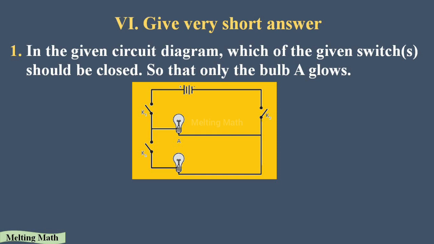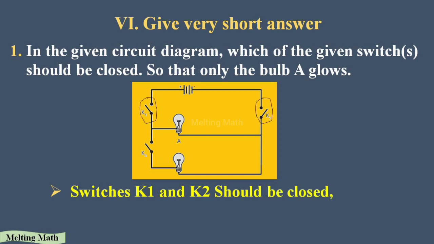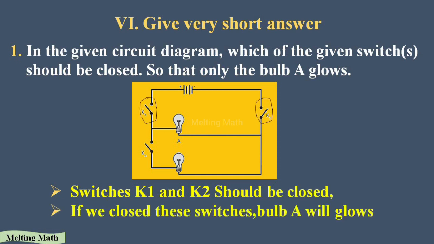For glowing up the bulb A, switches K1 and K2 should be closed. If we close these switches, that's K1 and K2, the bulb A will glow very well. Okay, for glowing up the bulb A, we need to close the switches K1 and K2. If we close these switches, bulb A will glow. Okay, next see the second one.